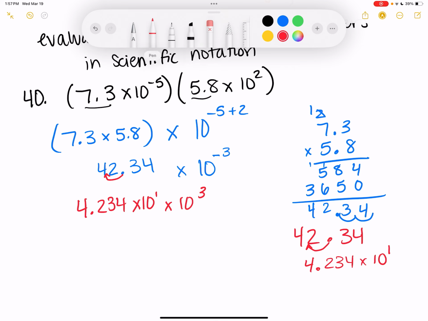Now I'm basically doing the same process I did up here again. So 4.234 times 10 to the what? Negative 2.